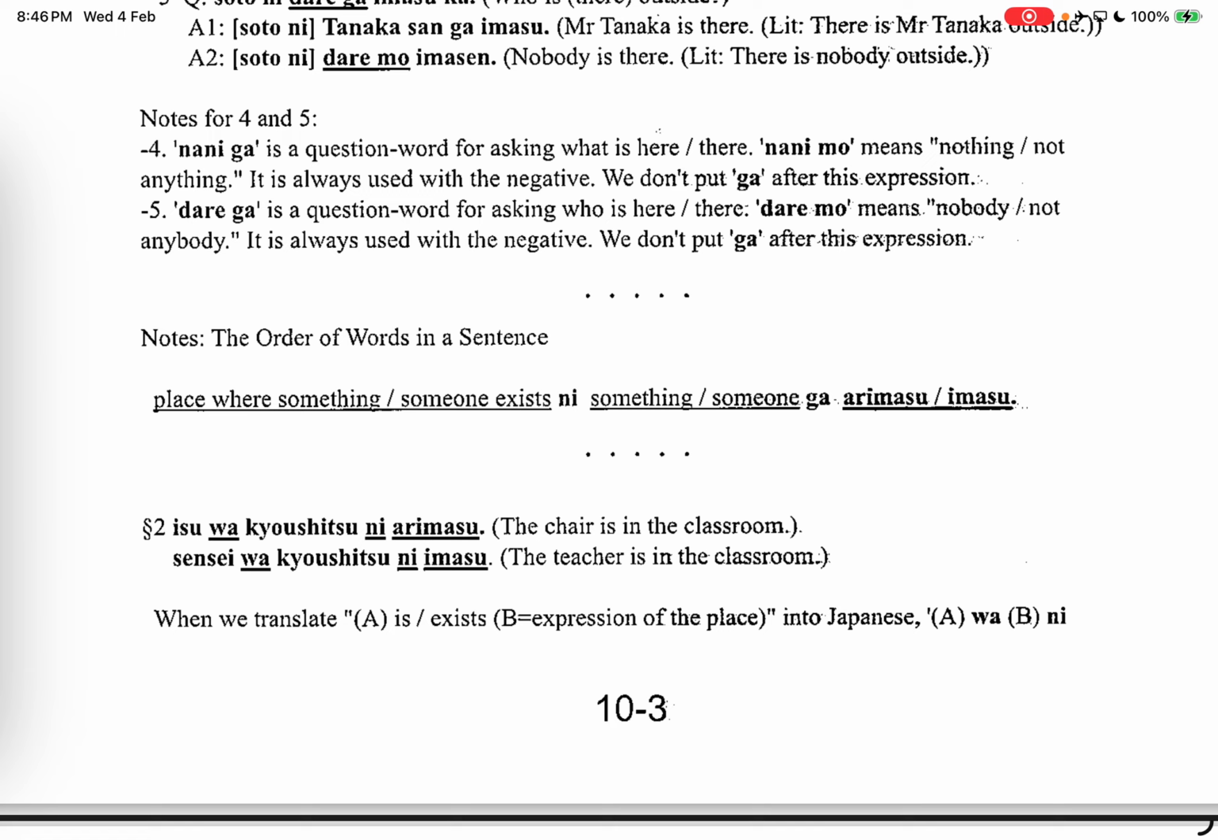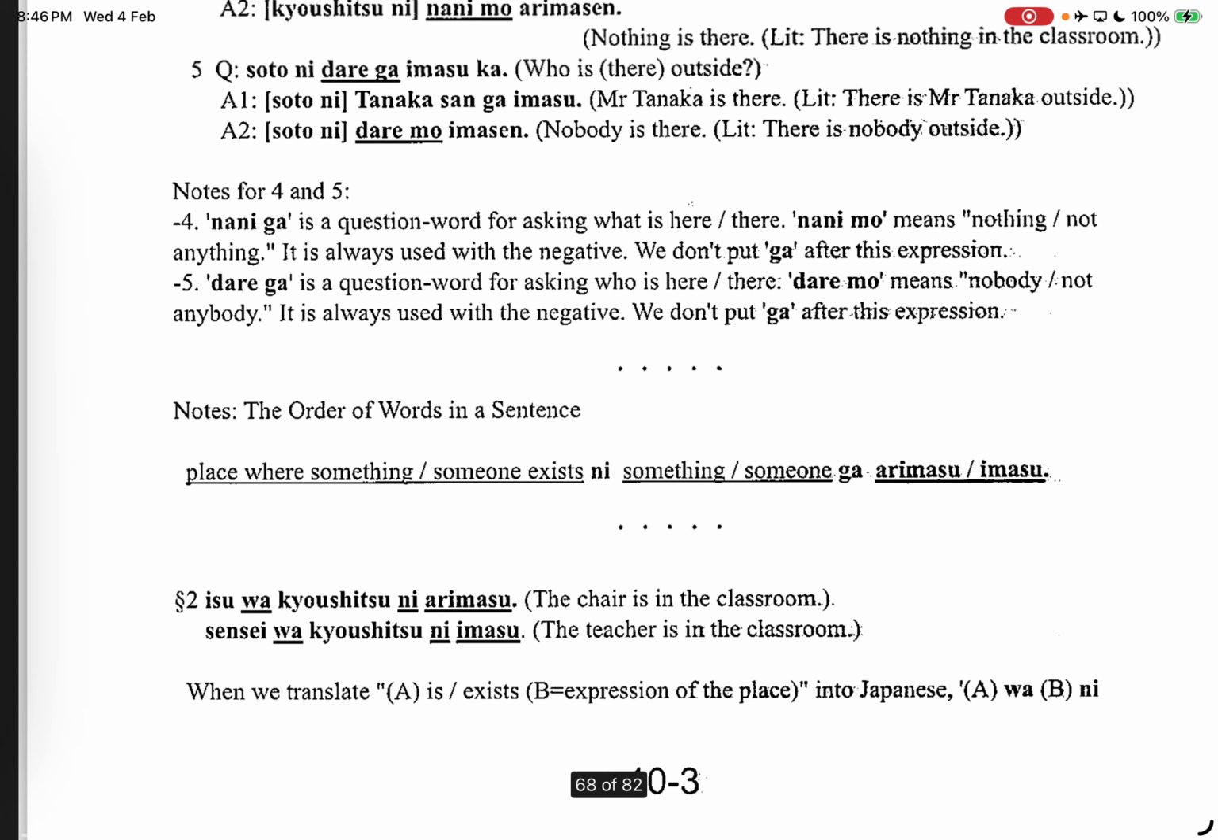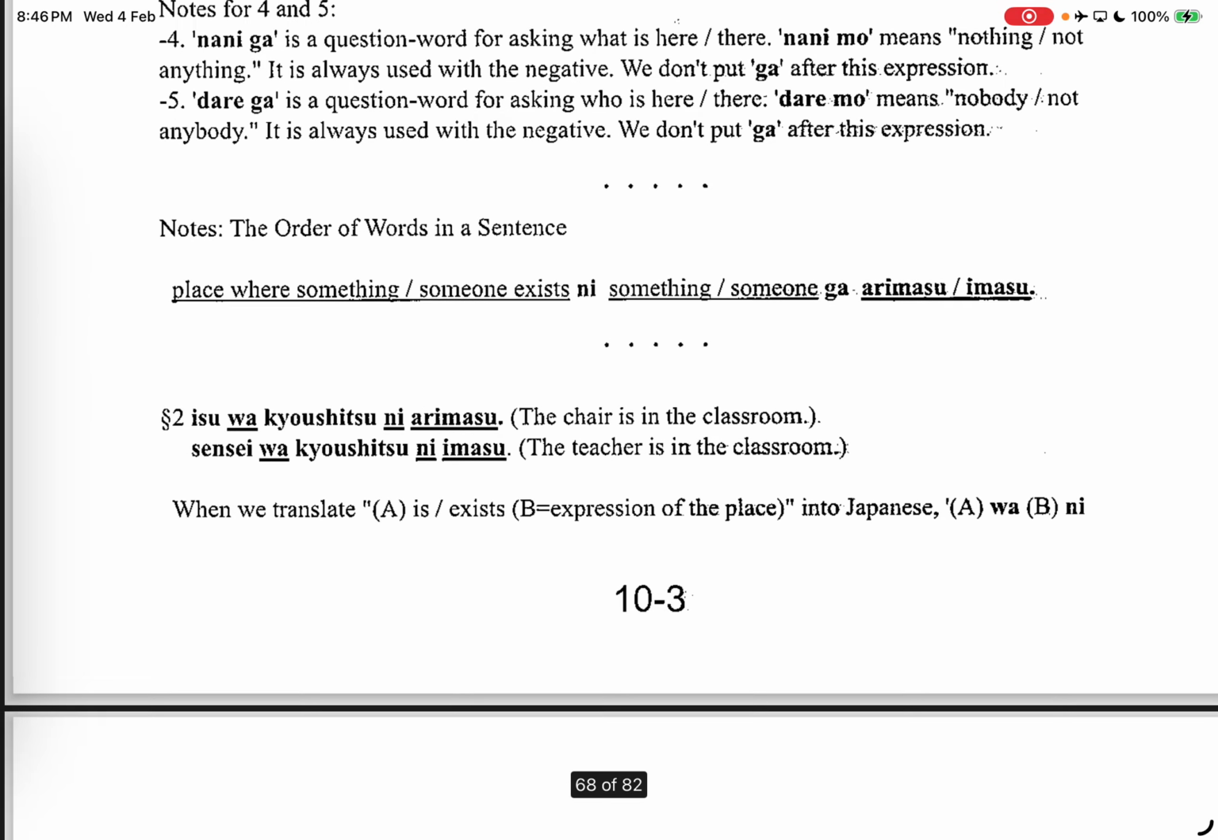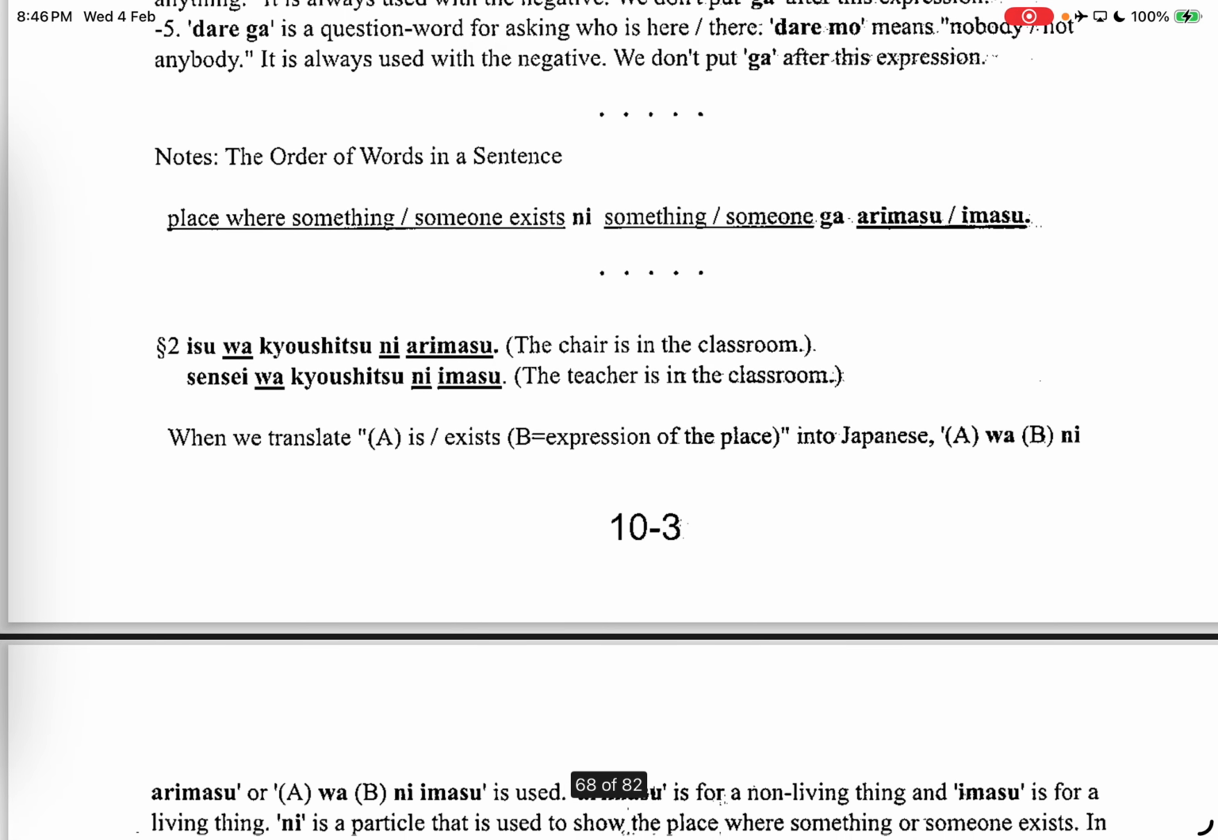So that means the person can ask, where is the chair? Or what is in the classroom? When we ask what is in the classroom, your emphasis should be the chair. If I ask, where is the chair? Then the answer is: the chair is in the classroom. If I ask, what is in the classroom? Then: in the classroom there is a chair. So the way of replying depends on the question. So far so good?